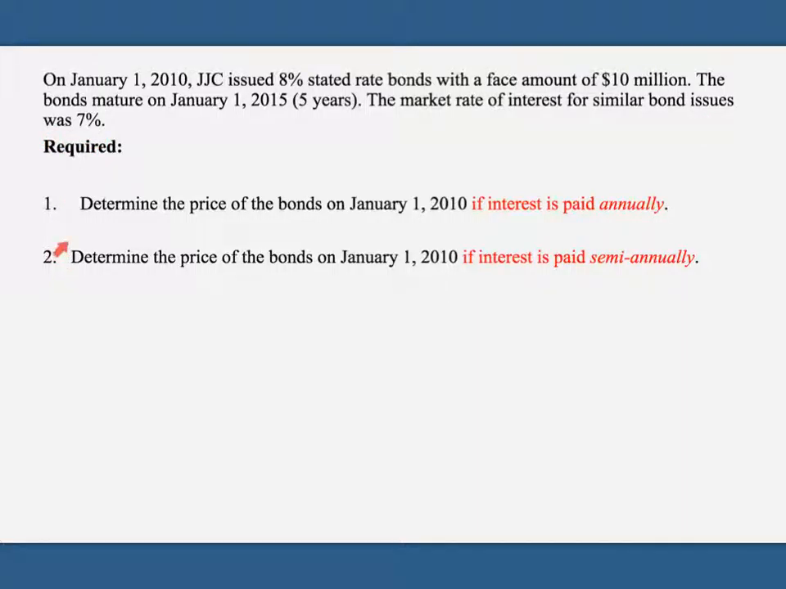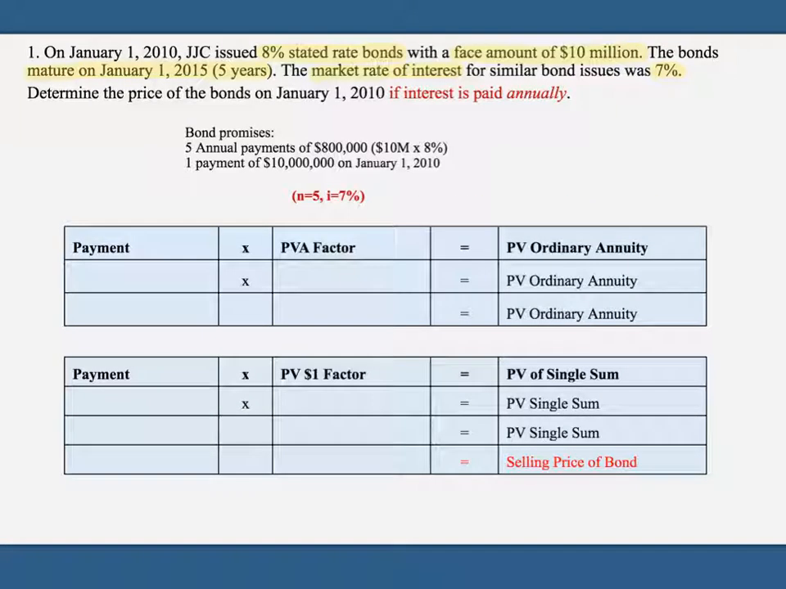We have two assignments here. The first one being determine the price of the bonds on January 1st, 2010 if interest is paid annually. And the second one, determine the price of the bonds on January 1st, 2010 if interest is paid semi-annually. Let's go ahead and look at our first assignment. Let's look at our first question. Determine the price of the bonds on January 1st, 2010 if interest is paid annually.